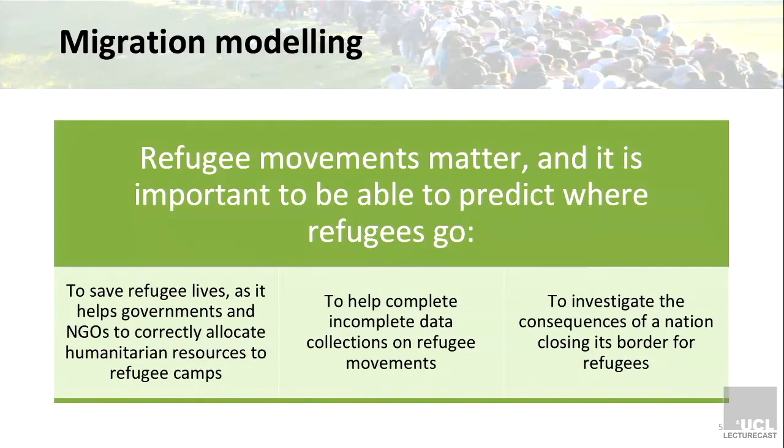Another aspect is to help complete incomplete data collections on refugee movements. One thing we face within our research is that within the refugee movements, the data is incomplete, so we have to go through lots of difficulties within our research. And the last but not least is to investigate the consequences of a nation closing its borders for refugees. So what happens if a neighboring country closes their borders, what refugees have to do, and how it actually impacts the movement of people.